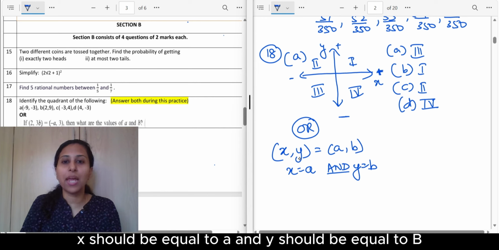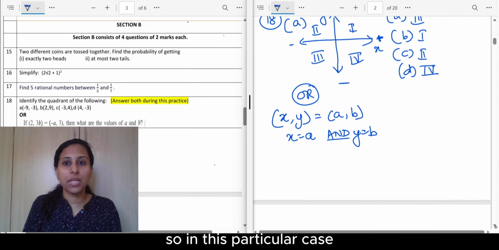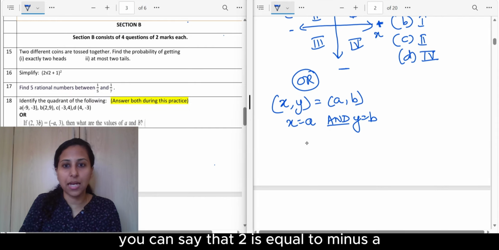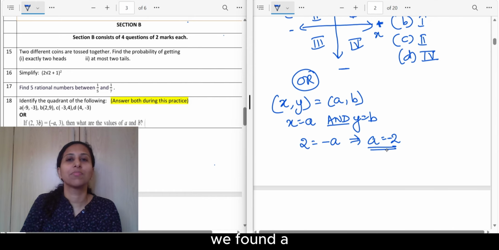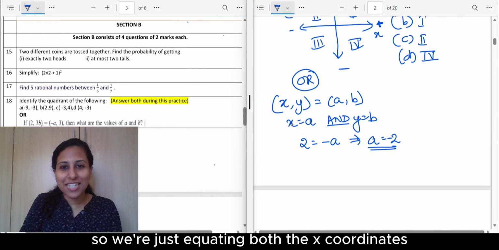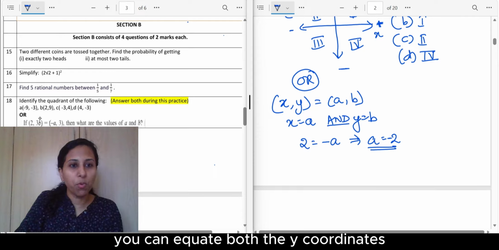X should be equal to a and y should be equal to b. That's when you have two coordinates which are equal. So in this particular case, you can say that 2 is equal to minus a. This would mean that a's value is minus 2. We found a. So we are just equating both the x coordinates which is given over here. You can equate both the y coordinates.